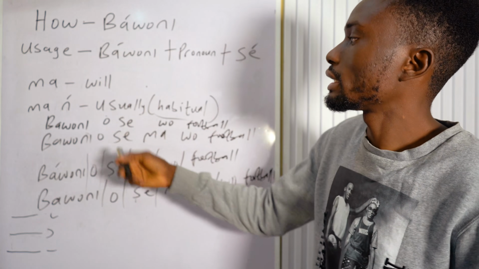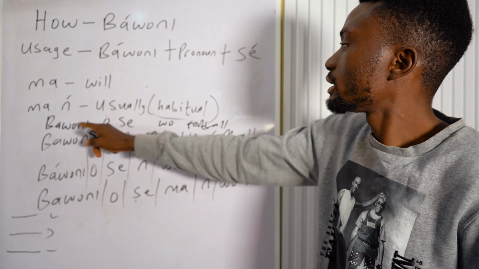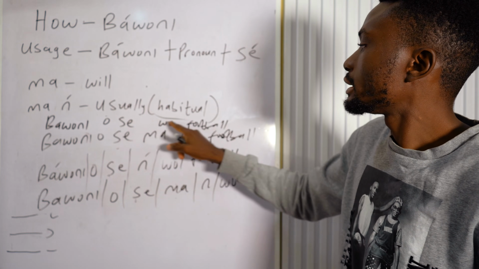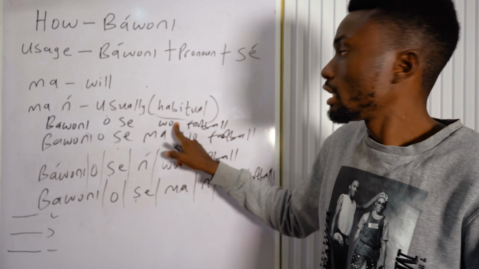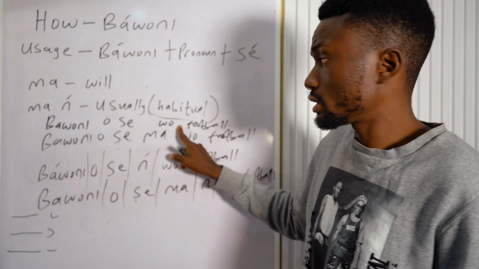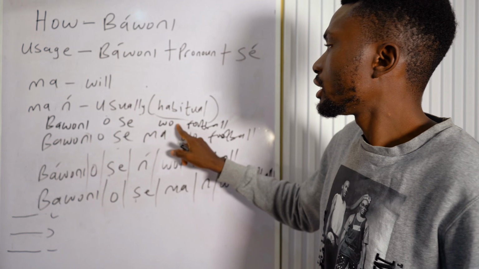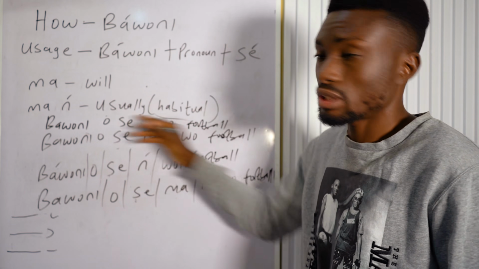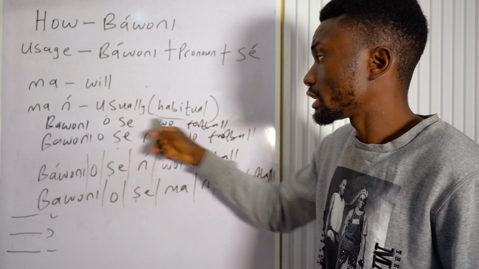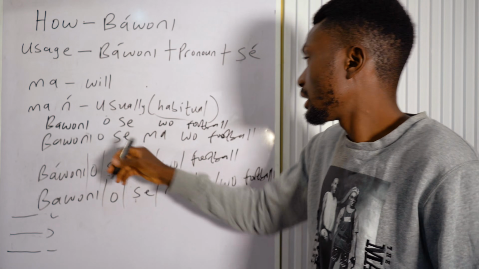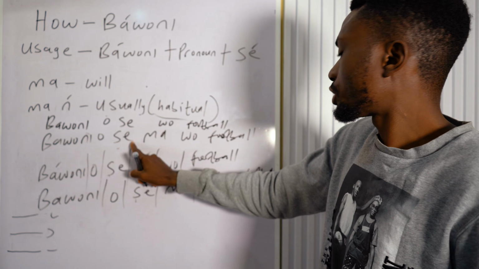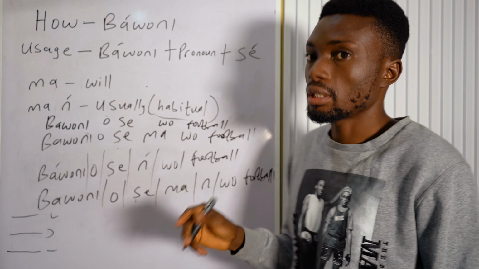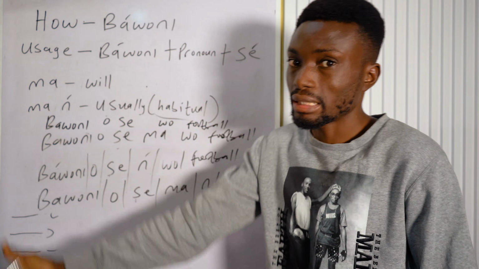And if I go to another example, báwo ni o ṣe rí. How did you see it? Or báwo ni o ṣe rí ọmọ mi. How did you see my child? Báwo ni o ṣe ń rí ọmọ mi. How are you seeing my child?